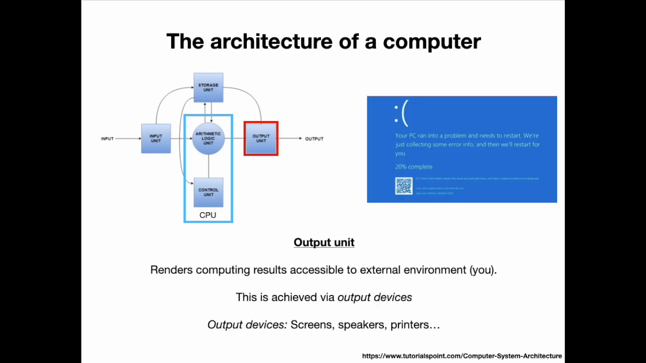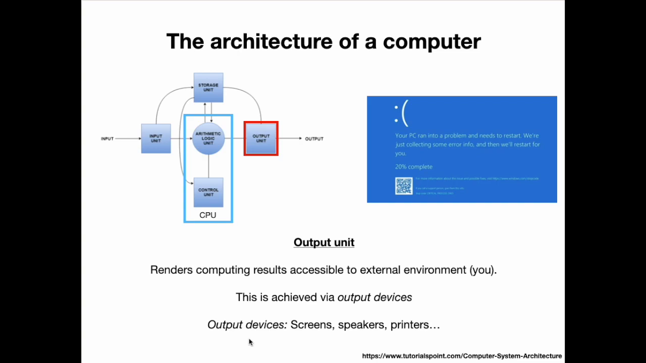Right at the output is the output unit. It's used to render the computing results, making basically all the results of computing accessible to the external environment, which is basically you. So the output unit reaches an output device, for example, the screen. You can recognize the famous blue screen here when the computing has been unsuccessful.